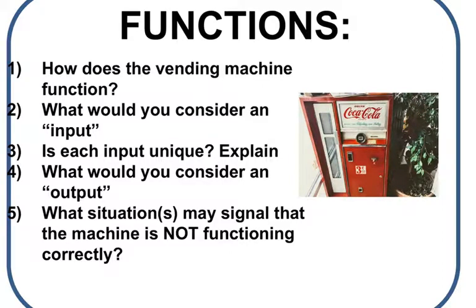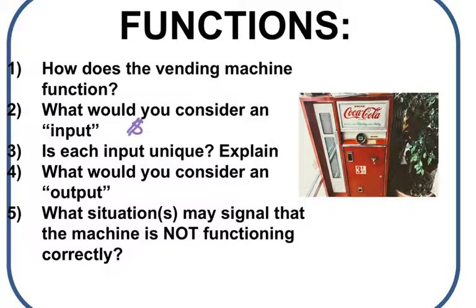When we think of a function, we want to think of something that we put something in and we get something out. So one of the most common things is a vending machine. Okay, and then how does a vending machine function? What do you put into the vending machine? Well, hopefully you're thinking of money. Okay, so that's what would go into it. And then what would be considered the output? So what comes out of a vending machine? Well, whatever you buy. So it could be a soda, it could be candy, chips.